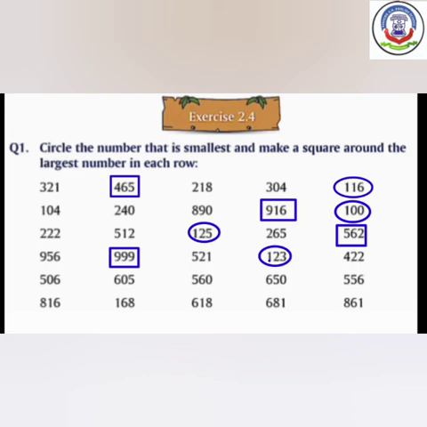Next, the smallest number is 506. So we will circle it, and the largest number is 650. So we will make a square around 650. Next, the smallest number is 168. So we will circle it, and the largest number is 861. So we will make a square around the 861.